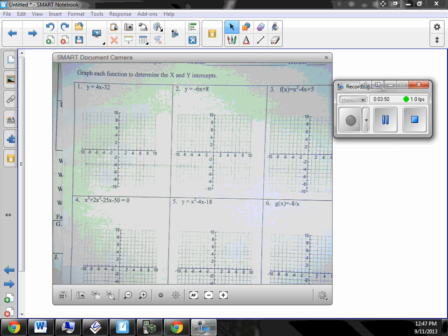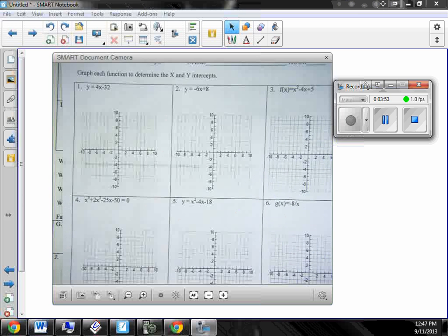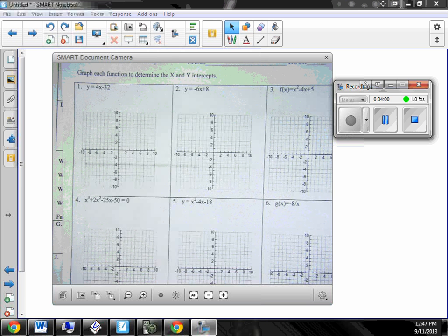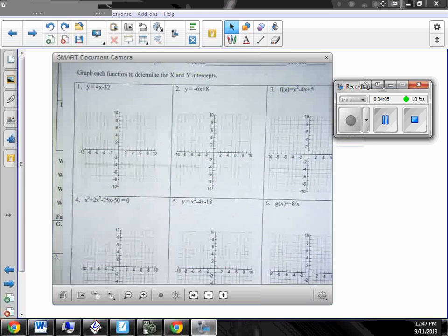Looking at number 1 in the warm-up, it asks, what are the x and y intercepts for the graph y equals 4x minus 32? Now, most of you probably know how to graph a line, but we're going to graph this on our calculator, and then we're going to use the calculator to find the intercepts.